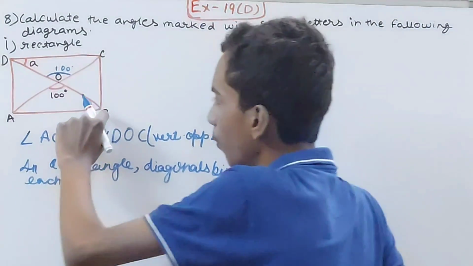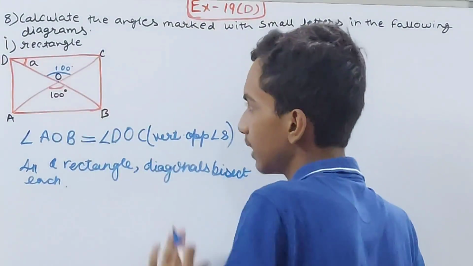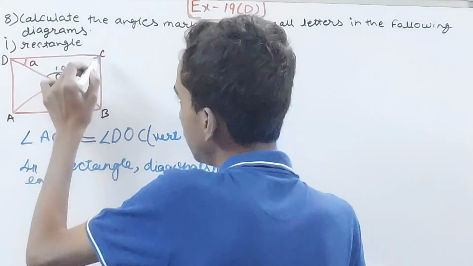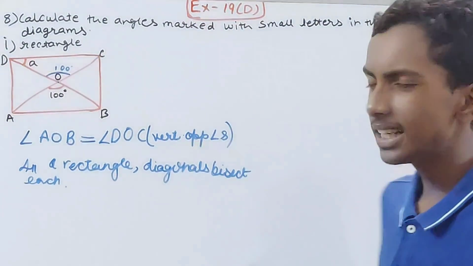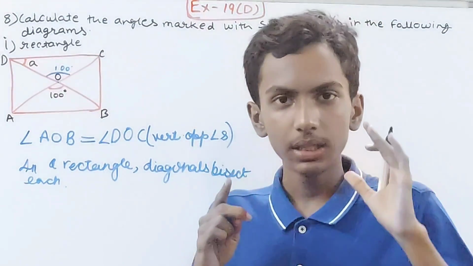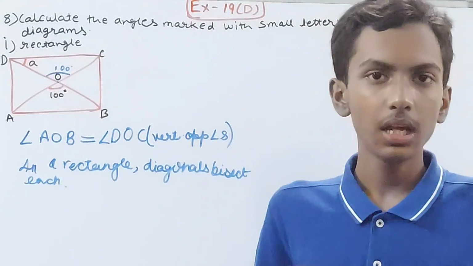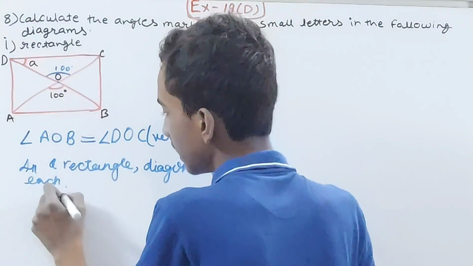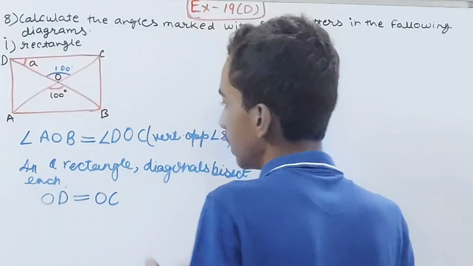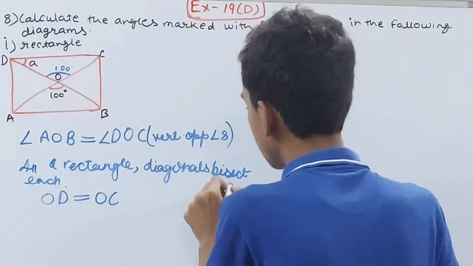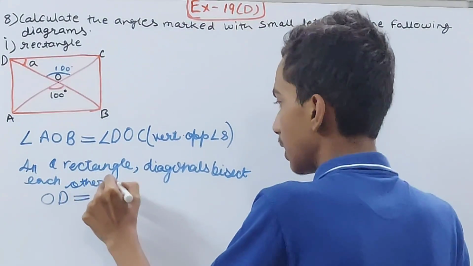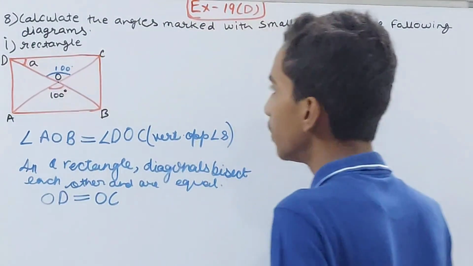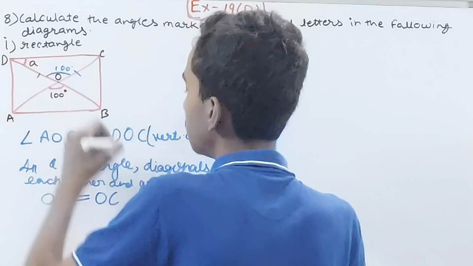That means if BD is one diagonal and AC is another diagonal, then OD will be equal to OC. Yes or no? Because the diagonals of a rectangle are equal and they bisect each other into two equal halves. You write one more thing: in a rectangle, diagonals bisect each other and are equal. So OD equals OC, this side is equal to this side.